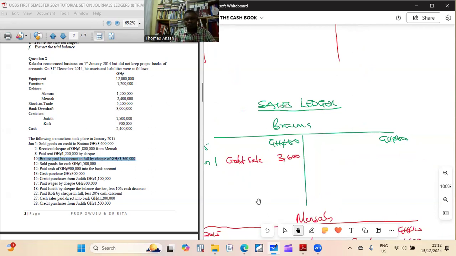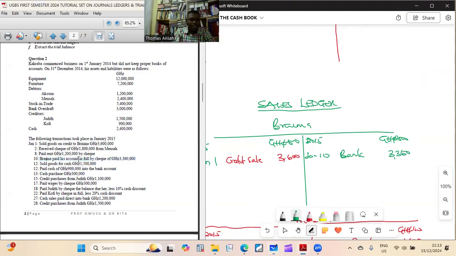3,600. So if Brahma paid us by check in full, so which we will say here is our 2015, right? Which is January 10. He paid in full by check. So we have bank here. 3360. The question said he paid his account in full by check. What does that mean? You owe me 3,600. You are paying me in full by check, which is 3360. Guys, what do you see? It means that we have given Brahma some form of discount. Is that not it?